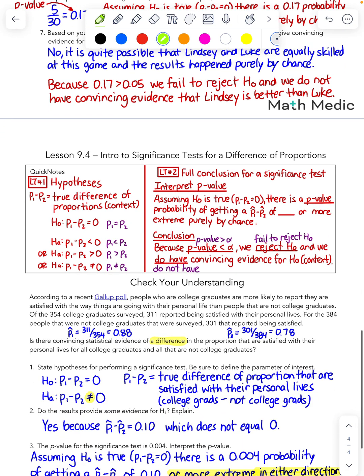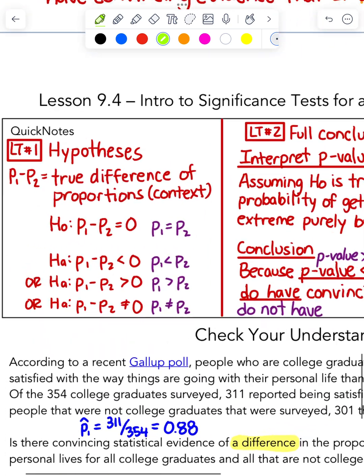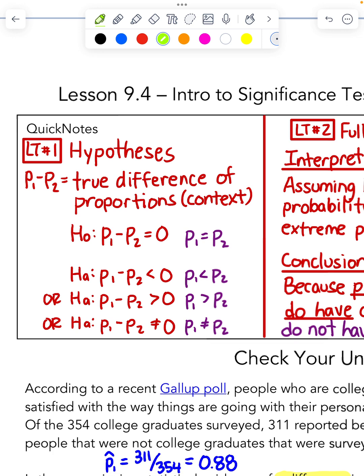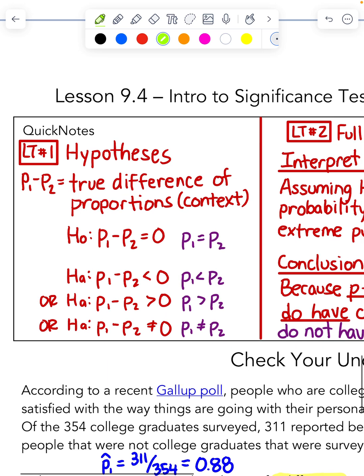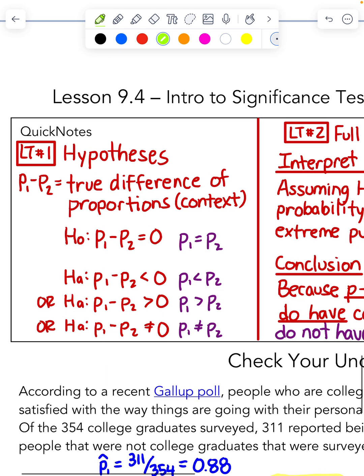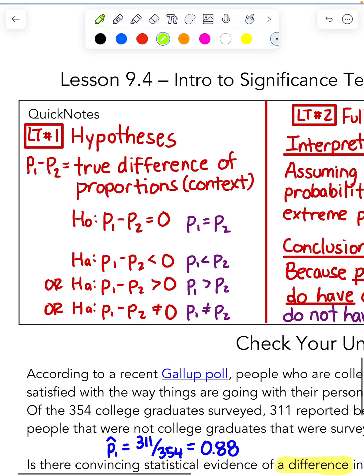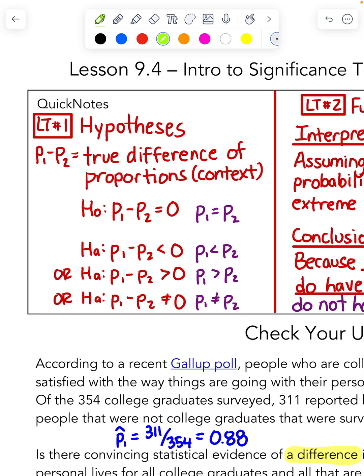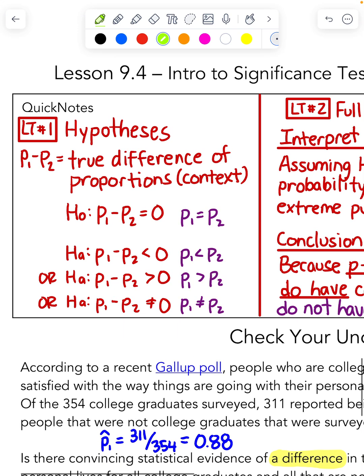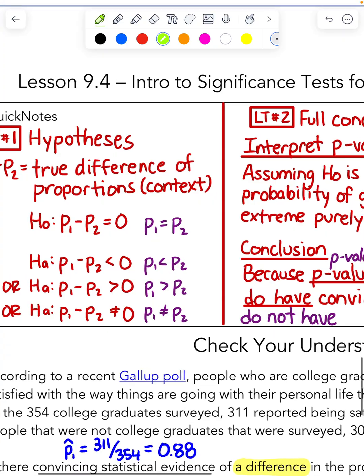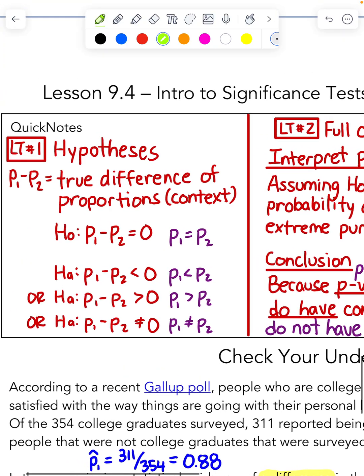So in here, we have the quick notes, and it says hypotheses. P1 minus P2 is the true difference of proportions in context. Your null is going to be that they're equal to 0, or it's the same as saying they're equal to each other, but it's easier to deal with it compared to a number. And then you could have a less than, a greater than, or a two-sided test with not equals. And then these are up online.